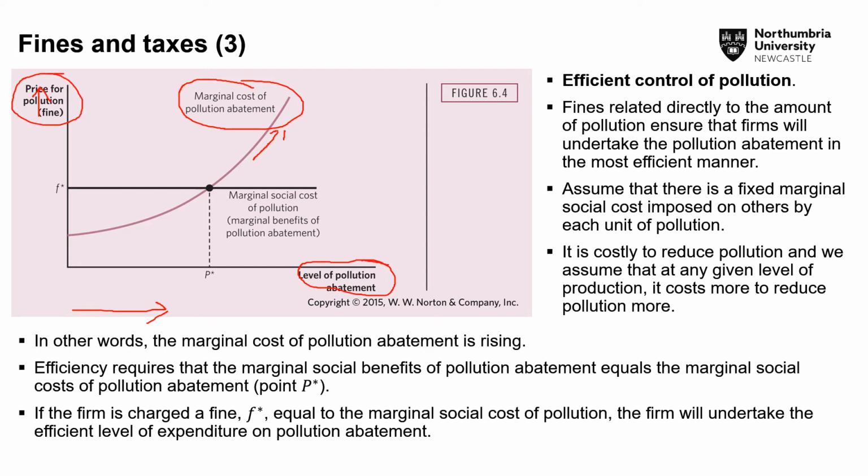So up to which point does it make sense to spend money on dealing with pollution? Well, as long as the fine is higher than the marginal cost of pollution abatement, a producer of pollution will spend money on abating pollution. So right up until this point, a company is willing to spend money on dealing with pollution, and the reason is that the cost of a fine is higher than the cost of abating pollution.